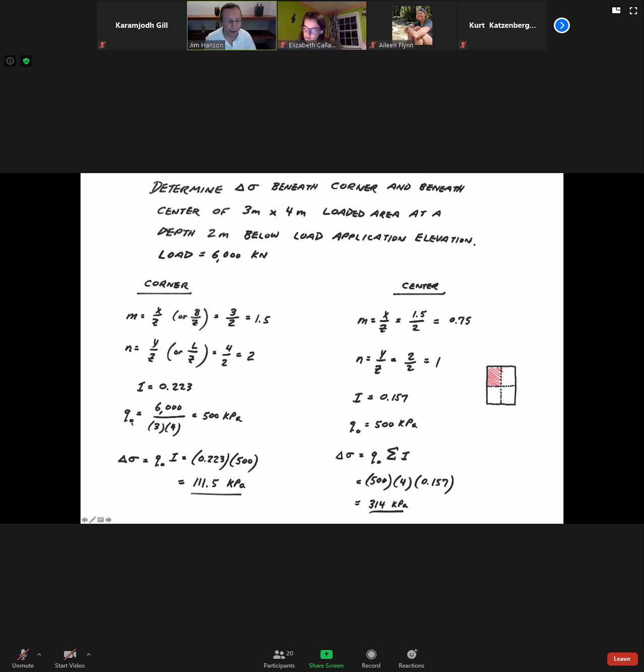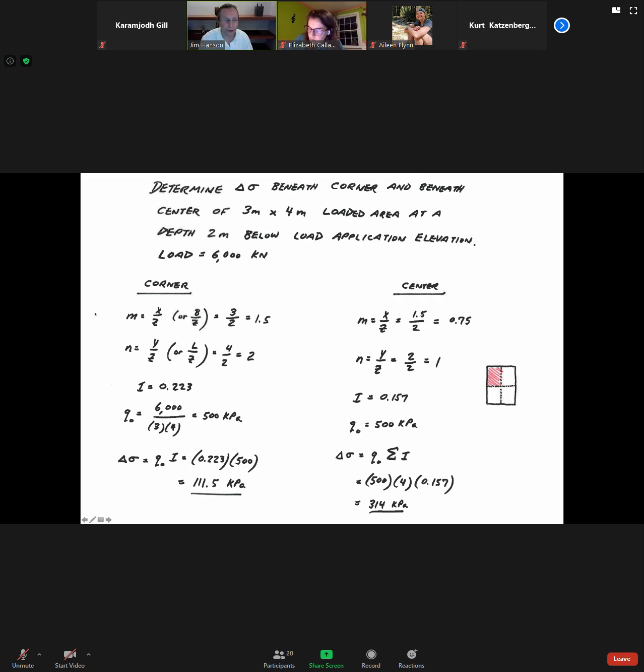So the Q naught, this would be acting at the surface, is going to be the load acting at the surface divided by the area of that foundation. So 6,000 divided by 3 times 4, 500 kPa. And therefore, the change in stress at this depth of interest, which is 2 meters below the corner, is going to be 500 kPa times 0.223, or 111.5.